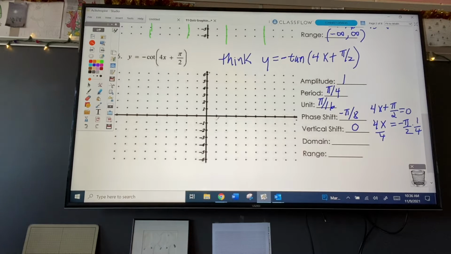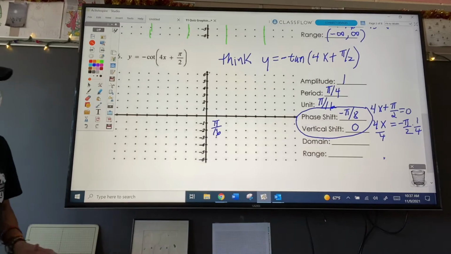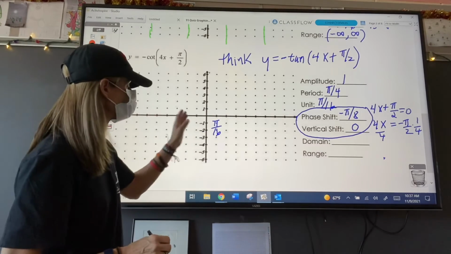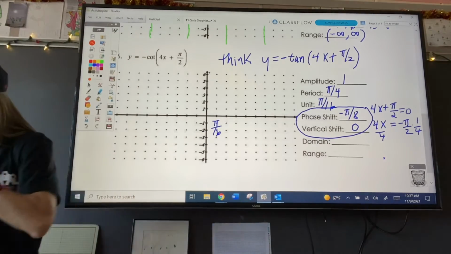All right, let me put the unit on the graph here. We are counting in 16ths. Okay, let's go ahead and plot some points here. Starting with the phase shift and the vertical shift, which we don't have, we are just going to go left, counting in 16ths. Pi over 8. So how many 16ths is that going to be? 2. Okay.